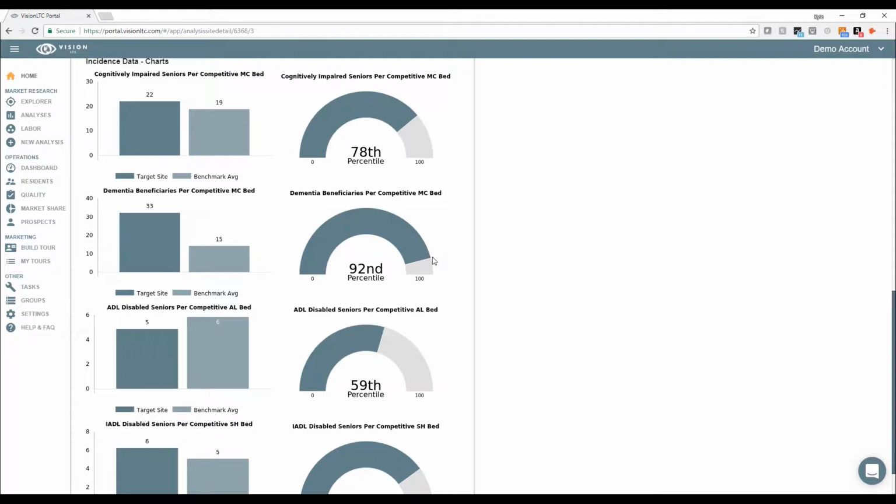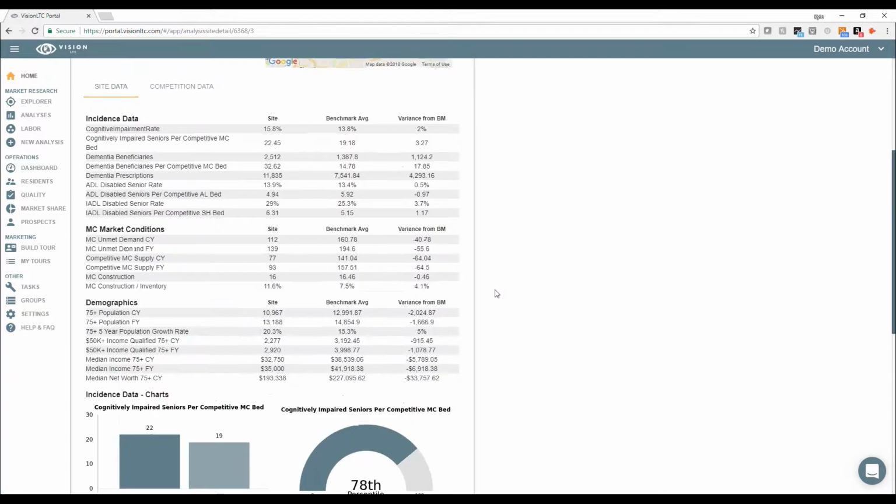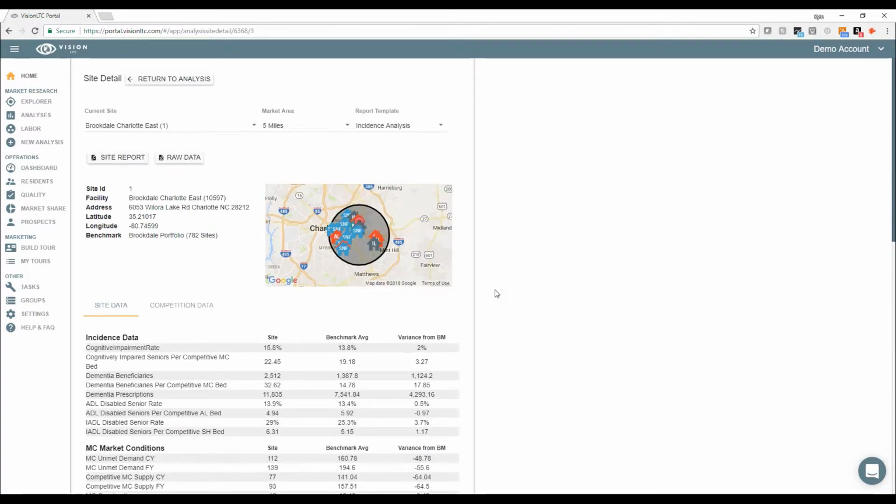And so now we've identified this, we go back to our team, we do a little more research using our existing tools, our existing processes. We say, yeah, let's do it. Let's add 30 memory care beds to this asset. And so Brookdale Charlotte East, they start a construction project. Things are going well. We're really excited about it.